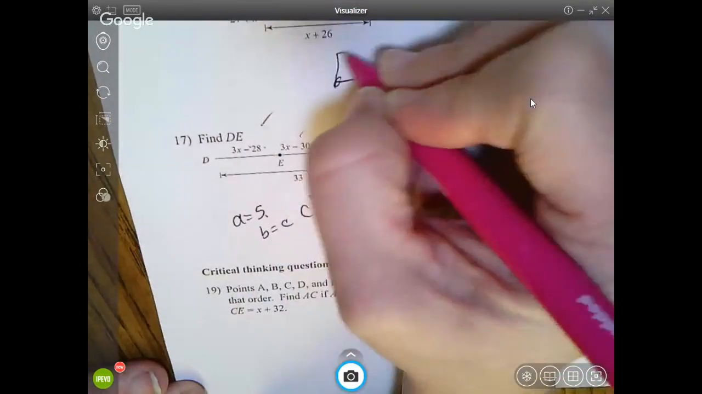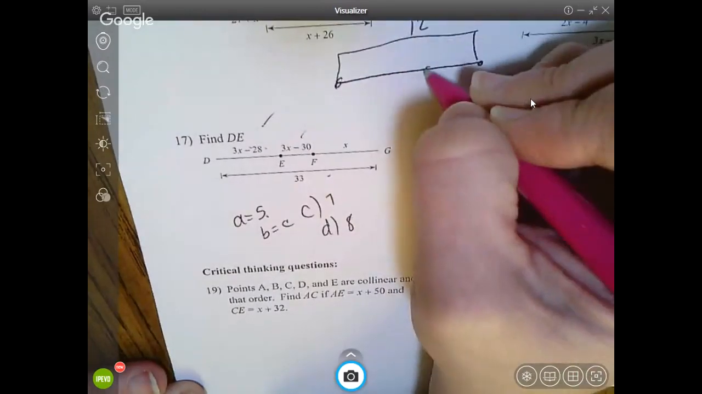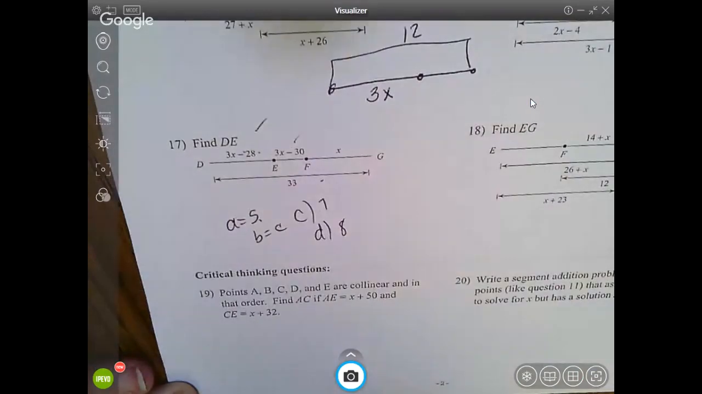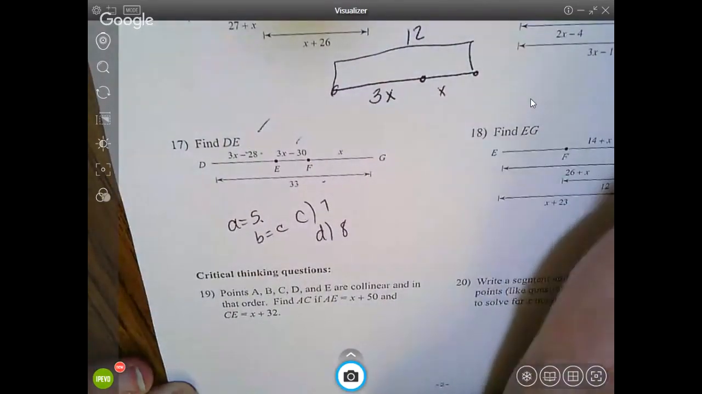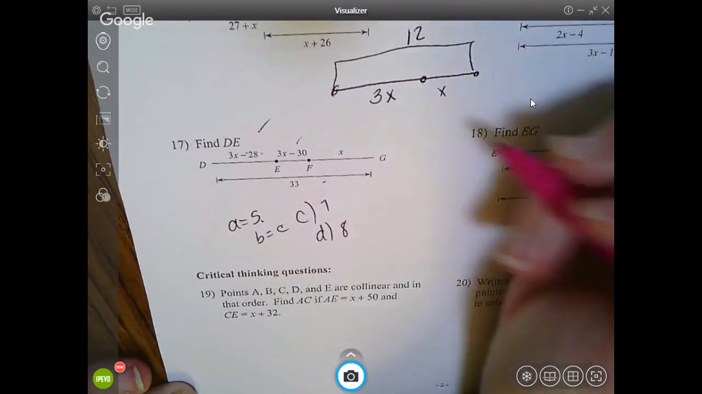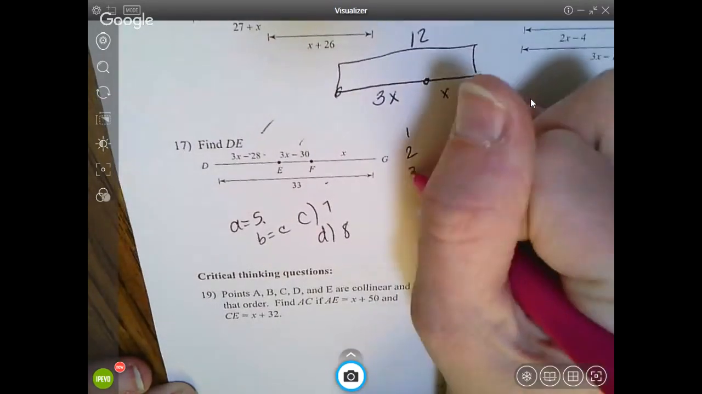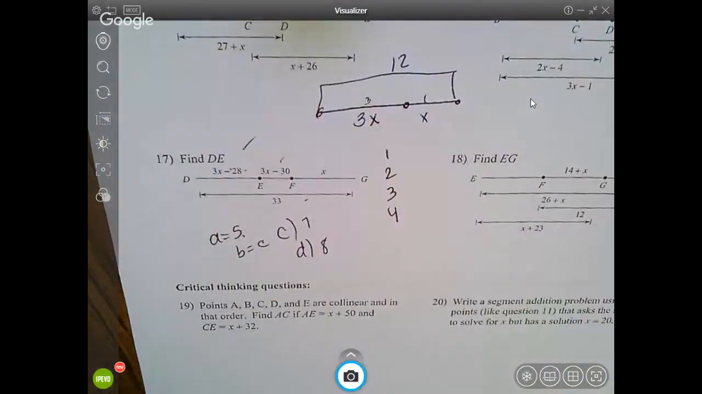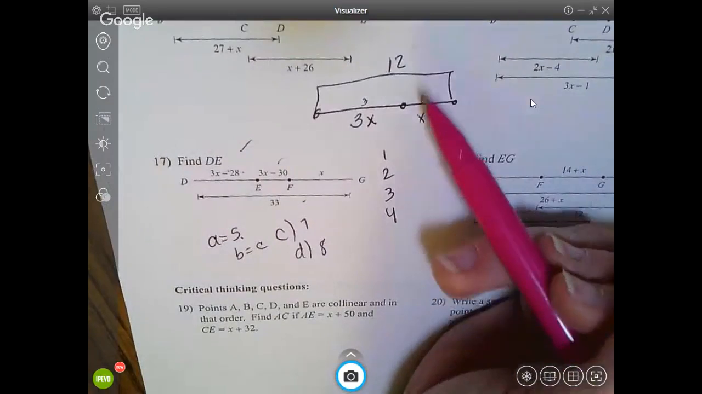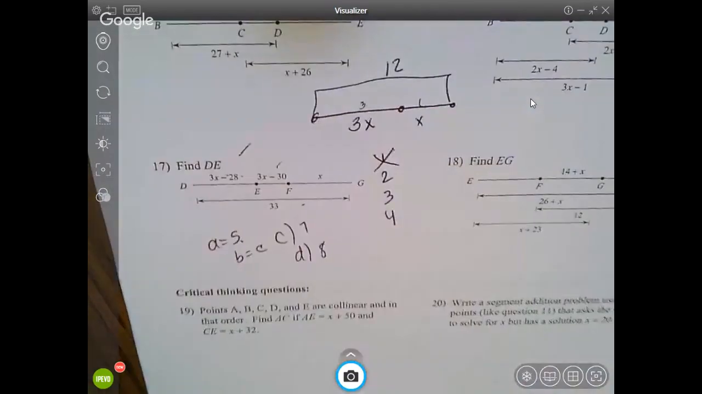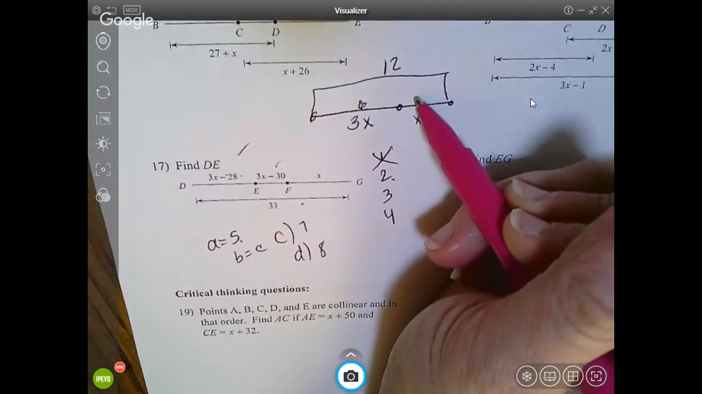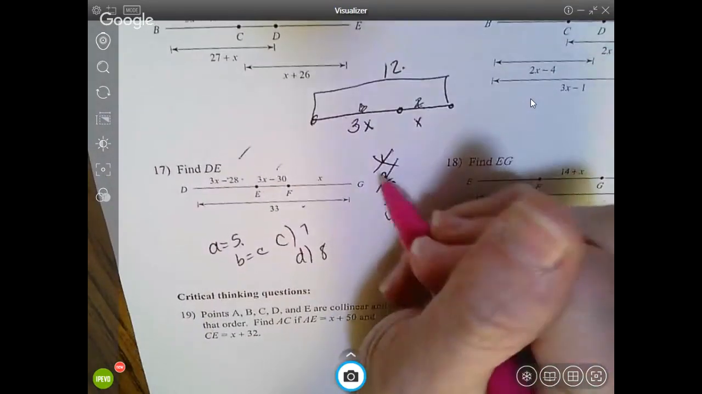Yes. Okay, so this whole thing was 12, and they said this was like 3x, and this was x, and the choices were, let's say, 1, 2, 3, and 4. Well, if I plug 1 in here, that means this is 3 plus 1. Well, 3 plus 1 is 4, not 12, so I know it can't be 1. Then I plug 2 in. Well, 3 times 2 is 6. This would be 2. 6 plus 2 is 8, so it can't be that.